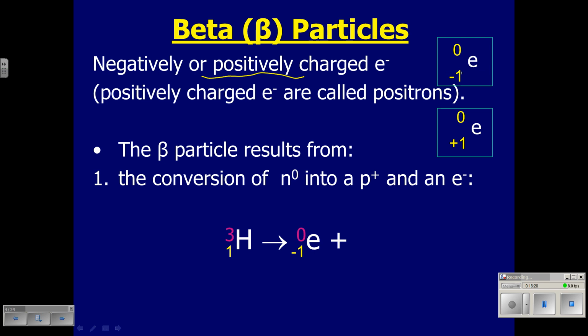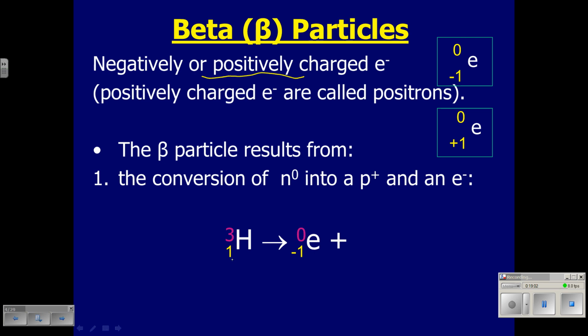So we represent an electron with essentially its charge number, -1, and a mass number of 0. And if we're talking about this strange positively charged electron, it has a charge of +1 and a mass of 0, all right? And I'll talk a little bit more about these two guys in a second. Let's take a look at an example of where a beta particle can result. So if we take a look at this hydrogen with 3 mass, 1 proton, so it's got 2 neutrons and 1 proton. It's got more neutrons than protons.